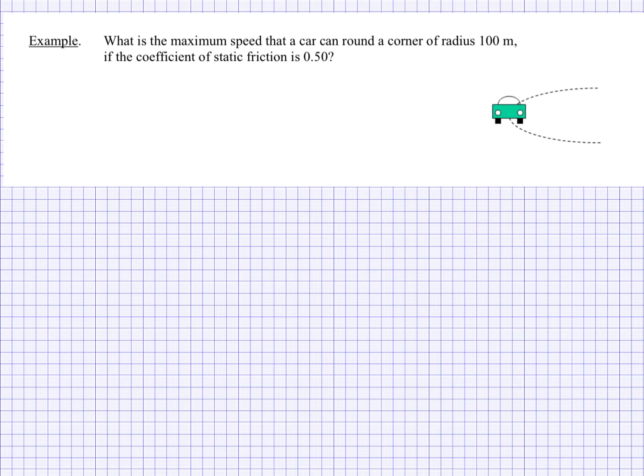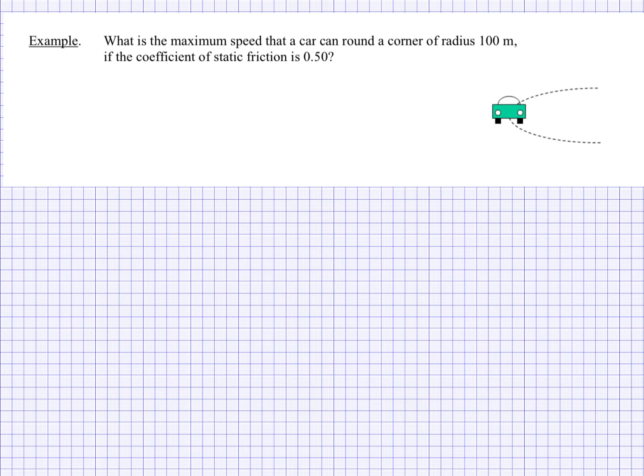Okay, part 2. Now we have a car going round a bend. Now, this is a horizontal, so this is a flat track, and the car is turning in a uniform circular arc at a uniform speed. The question is, what is the maximum speed that that car can do? And we're given the coefficient of static friction.